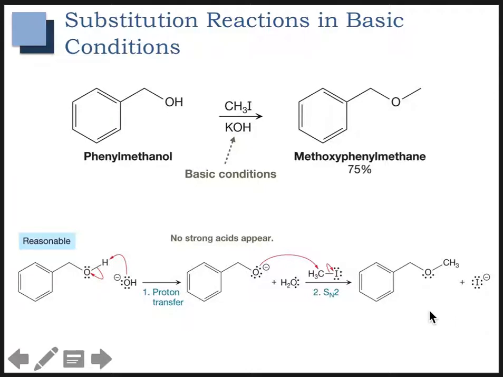In the last video we actually saw an example of a proton transfer in a multi-step mechanism. So we had basic conditions and we deprotonated the alcohol to make it a better nucleophile so it could then do our SN2 reaction. Let's look at some more examples of this proton transfer happening in our reactions.